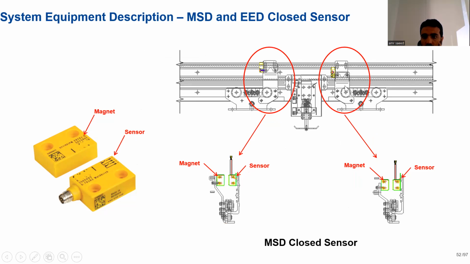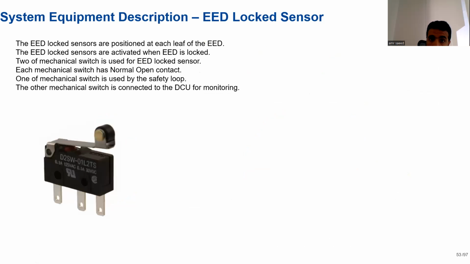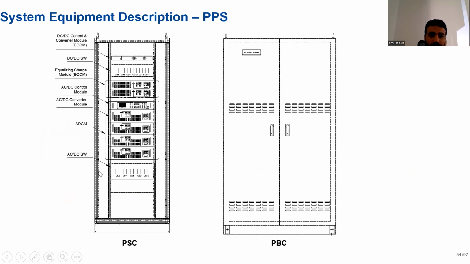Here in the closer lock, you can find the sensor in the header box. Also for the EED, we have two switches, or you can say two sensors, one for the safety loop and one for monitoring of the DCU, and these sensors are activated when the EED is locked.